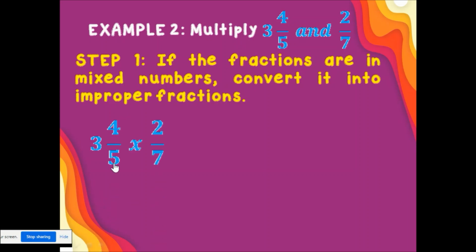So let us multiply the denominator to the whole number, which is 5 times 3. And that is equal to 15. And then add the product to the numerator. Then 15 plus 4 is equal to 19. And then just copy the denominator. And then 2 over 7. Since 2 over 7 is not a mixed number, let us just copy.